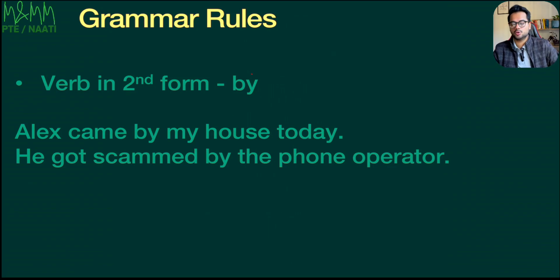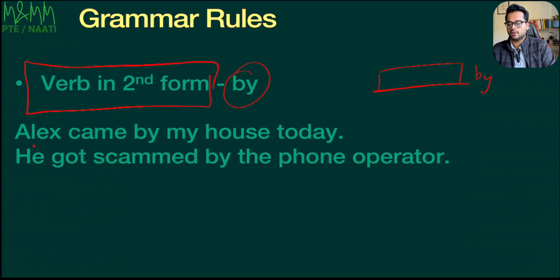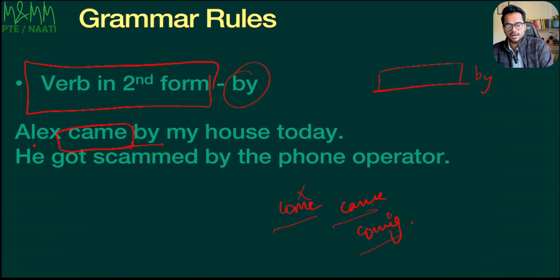Next one, it's another preposition rule: if you see the word "by", which is again a preposition, and this time make sure the blank is before the word "by", it is always going to be a verb, again your action word, and this time it's going to be in the second form, the past tense. So something like this: dash by. Look at the example: Alex came by my house today. There was the word "by" and a blank before it. If they give you three options, come, came, and coming, it can't be come, it can't be coming, it has to be came because it's in the past tense.